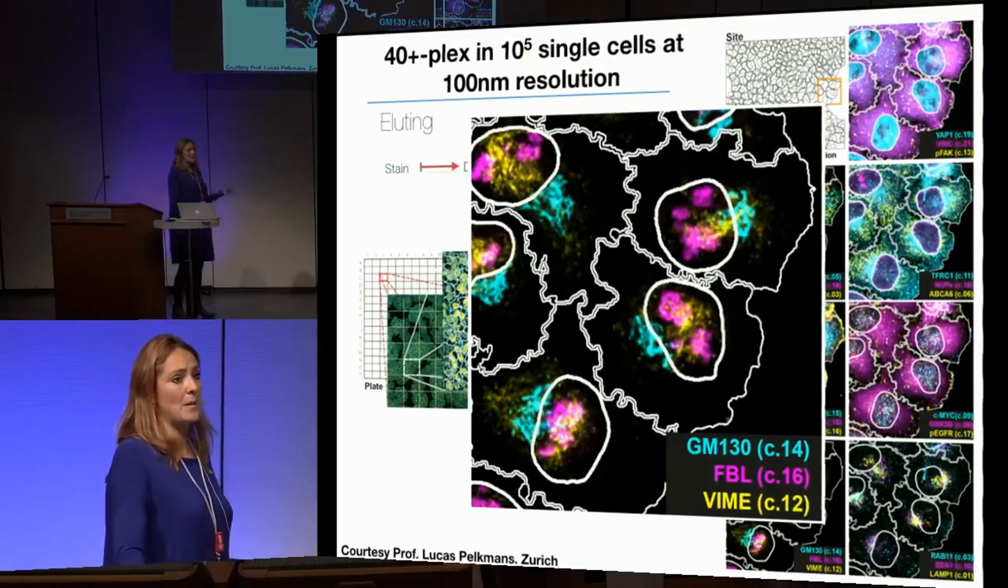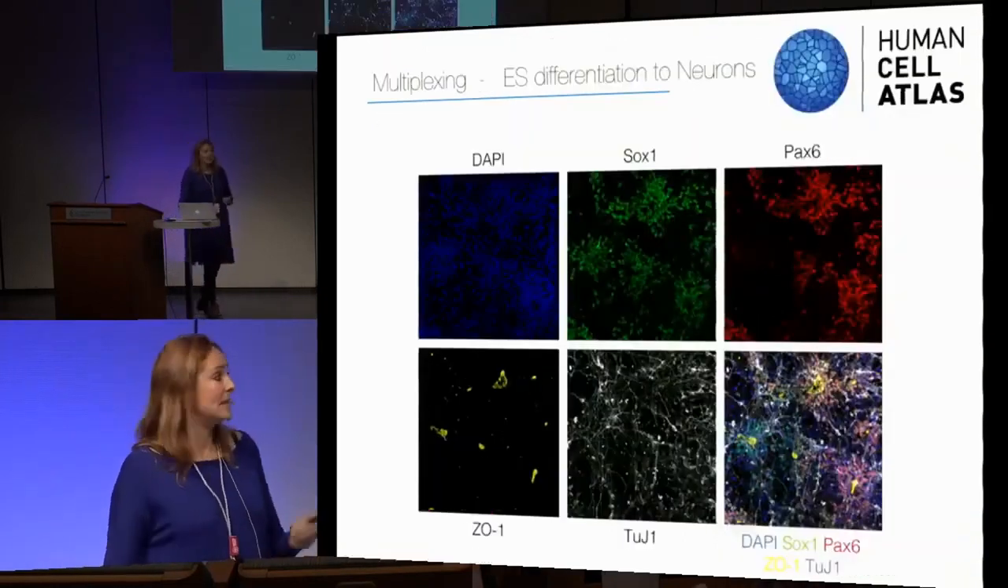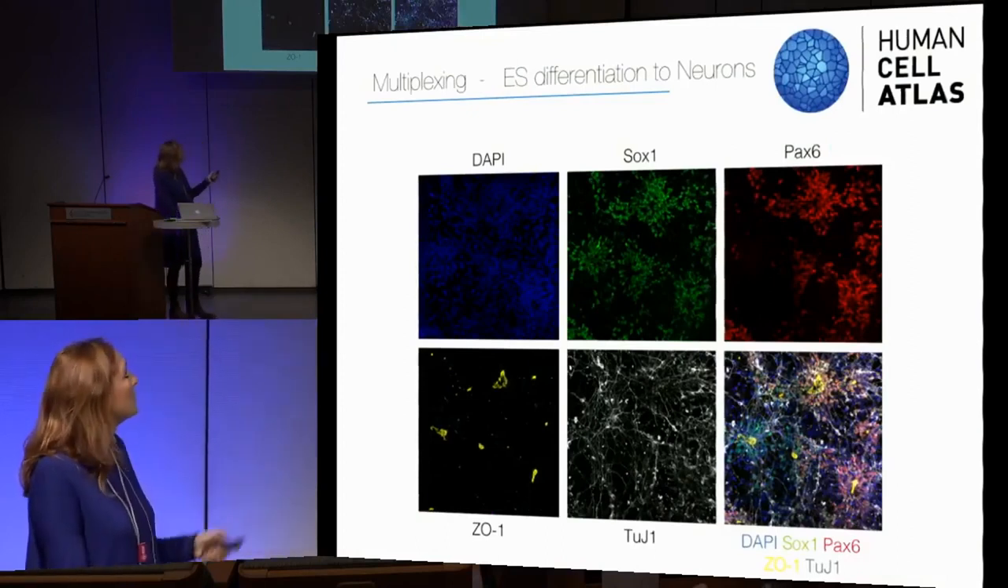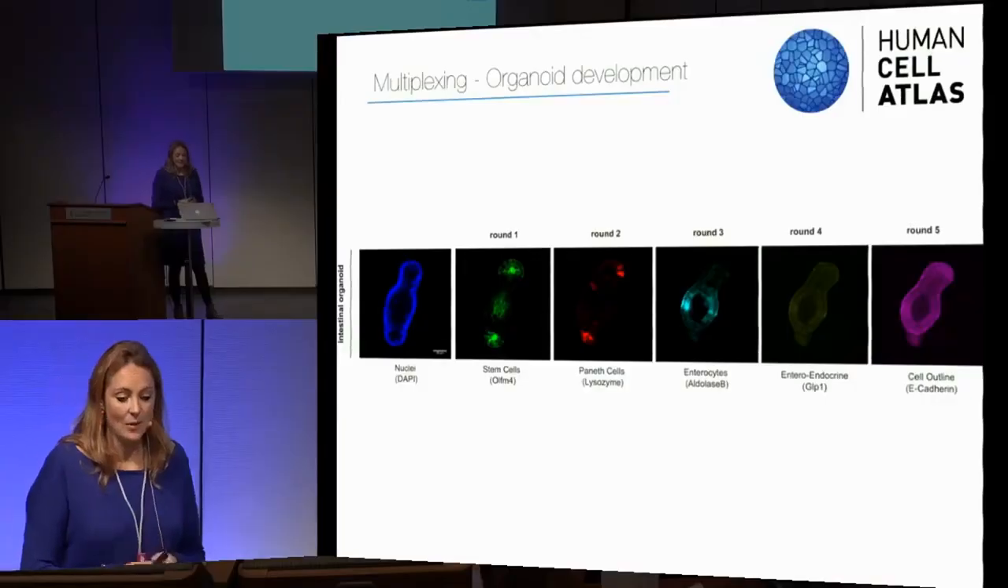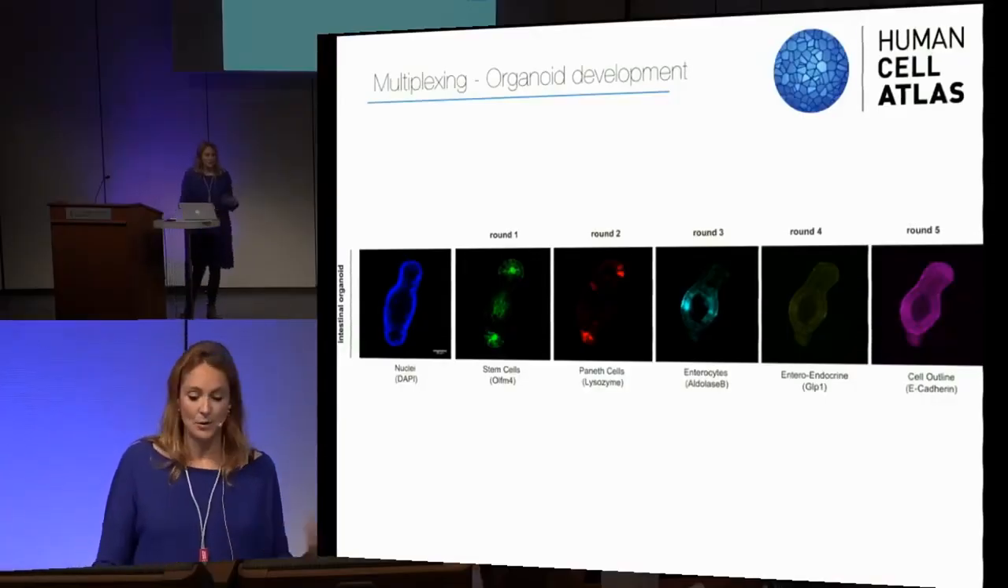This method is extremely applicable to all different types of settings. These are, for example, differentiation to neurons, and we can look at all different types of transcription factors, also in 3D in organoid formation. So this is where we are on fixed samples, with the multiplexing.